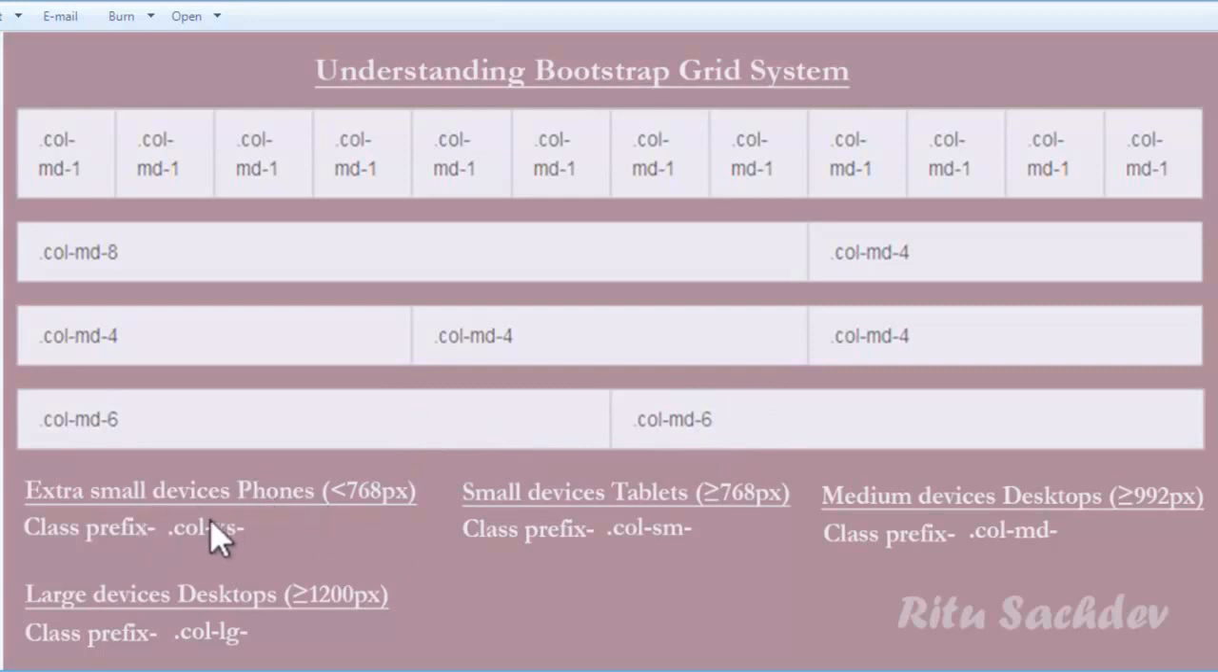Now, just for large devices, I have to apply the class .col-lg. Here I have used .col-md, which is for medium devices, desktops. Here it is. Now for small devices like tablets, we have .col-sm, and for phones like mobile phones, our .col-xs stands for extra small. This is for smaller, this is for extra smaller. So now let's try to do this practically. Let's get started.